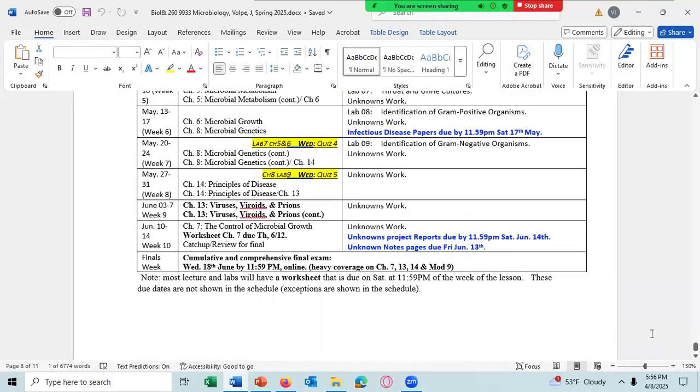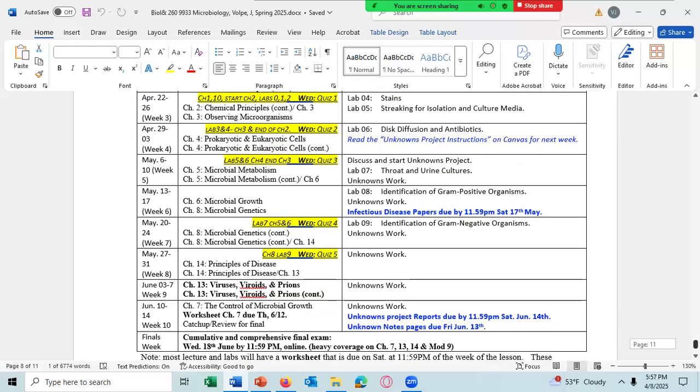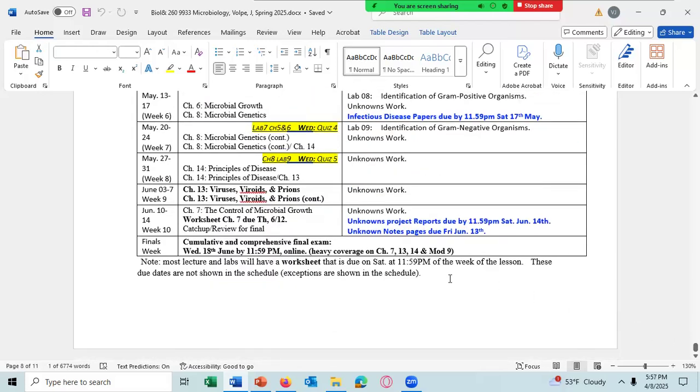Note that generally each lesson, like chapter 13, will have a worksheet, which is due on Saturday, and each lab will have a worksheet, which is also due, like week 9 lab. It'll be due the Saturday of that week. These assignments are not in the schedule of classes because they happen every Saturday. But anything that is not, like week 7, chapter 7 worksheet is due Thursday, 6/12, it'll be listed in the schedule.